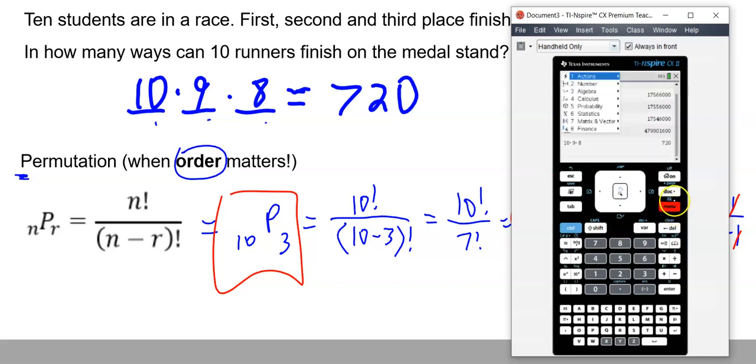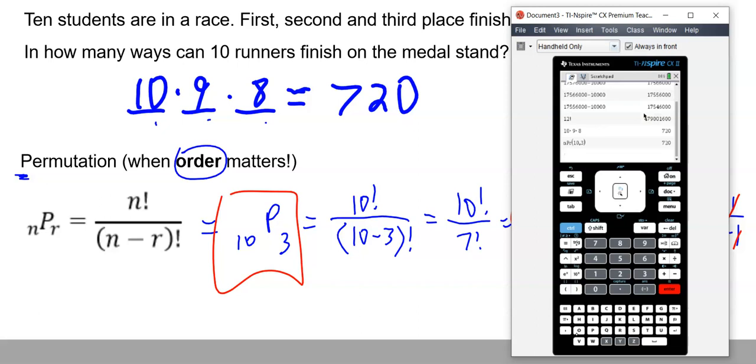And if you hit the menu key, it's probably under statistics or probability. Let's go to probability. And probability, it is called a permutation. There you go. Permutation NPR. So we're going to put 10, comma, hit the comma, and then 3. Comma is right there near the bottom left of your screen. And press enter.